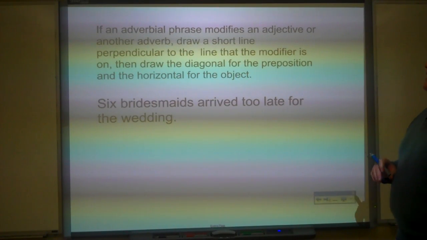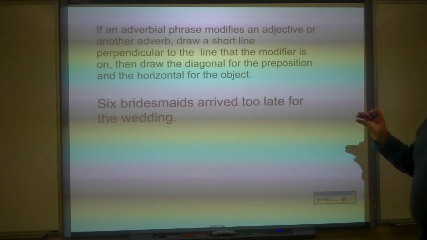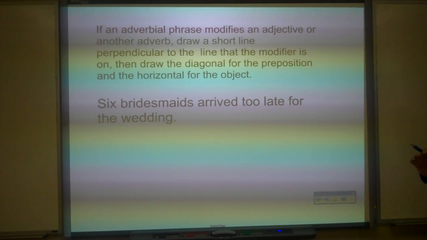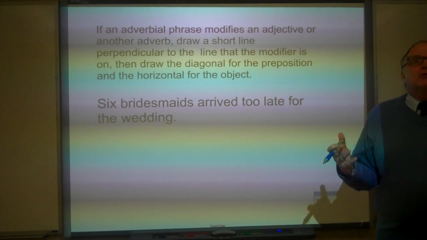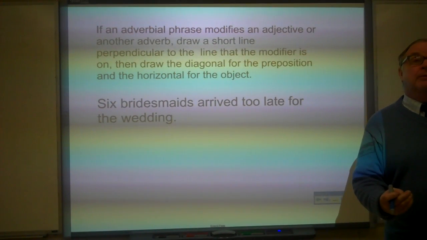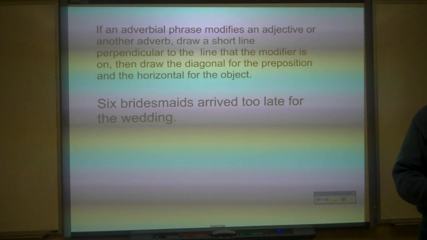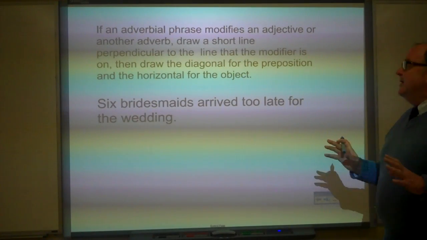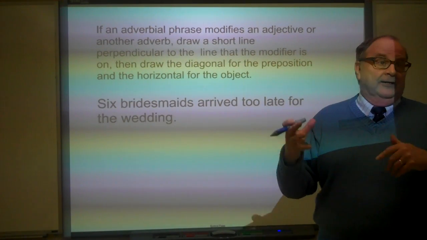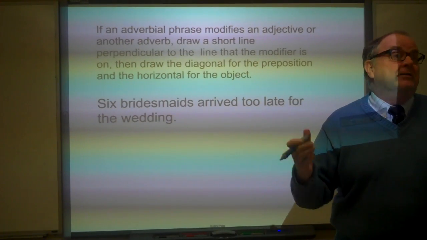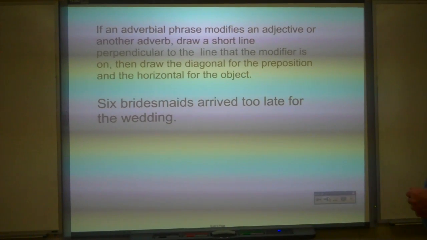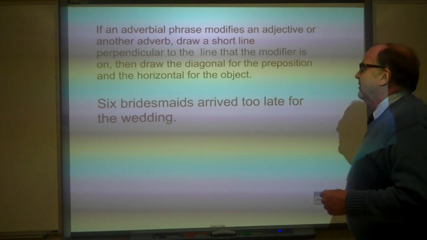If the adverbial phrase modifies an adjective or another adverb, you draw a short line perpendicular to the line the modifier is on, and then draw the diagonal for the preposition and the horizontal for the object. Basically the same way you do it if you have an adverb modifying a modifier. Sometimes we have adverbs modifying an adjective or another adverb. So the same kind of thing, except instead of just putting an adverb on it, you put the whole prepositional phrase on. So: six bridesmaids arrived too late for the wedding.